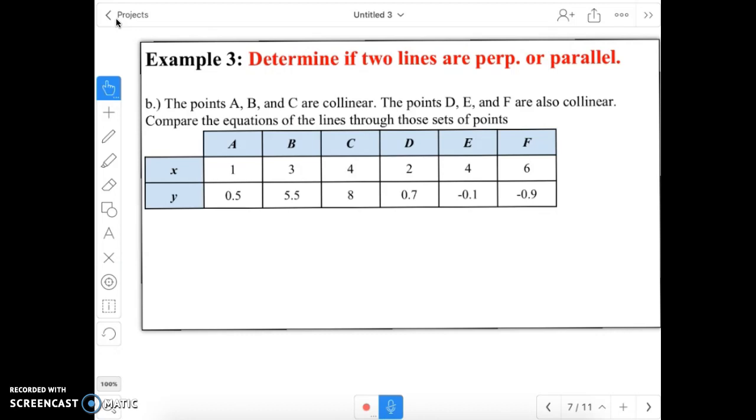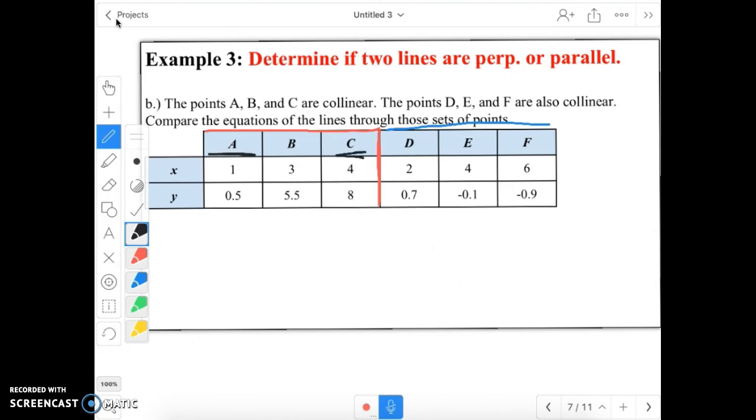All right, second piece, looking at information a little bit differently. The first one, we were given two equations. In this problem, we are given information inside of a table. Now they tell us that the points A, B, and C are collinear, meaning that these three over here will make up a line, where D, E, and F over here will make up a line. We want to compare those equations and figure out if they are perpendicular or parallel. So I'm just going to pick two.